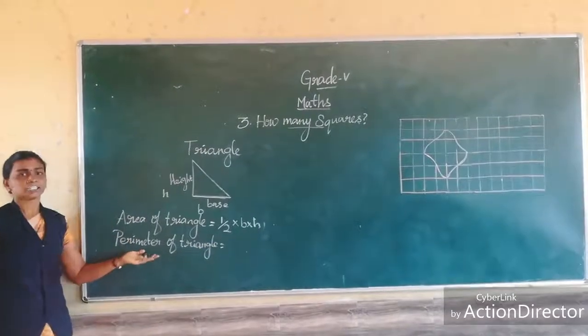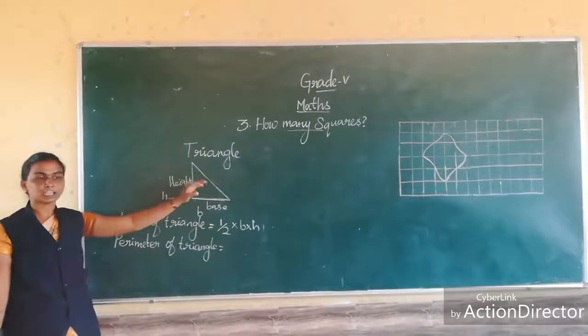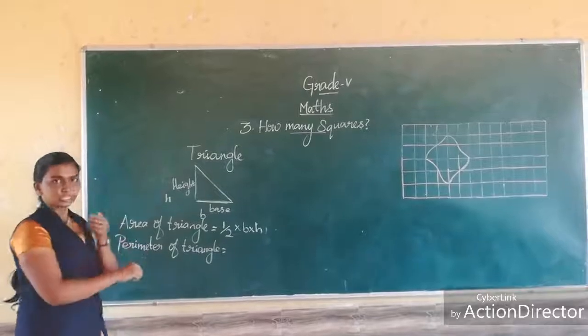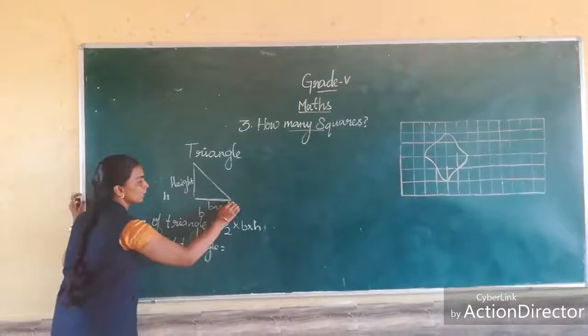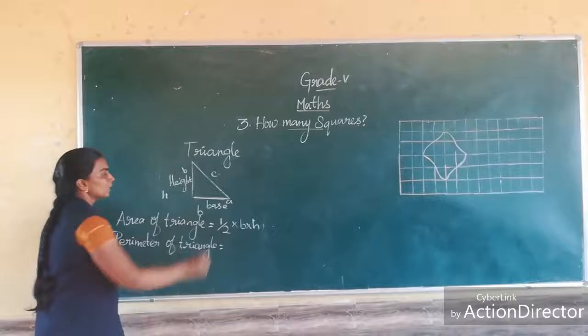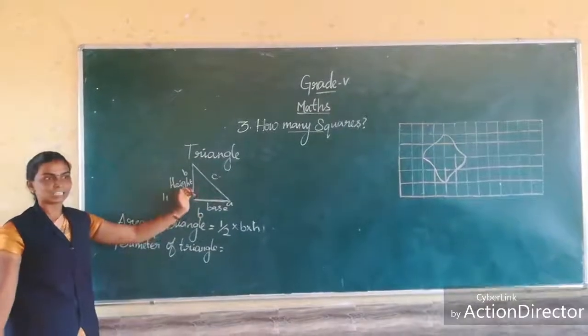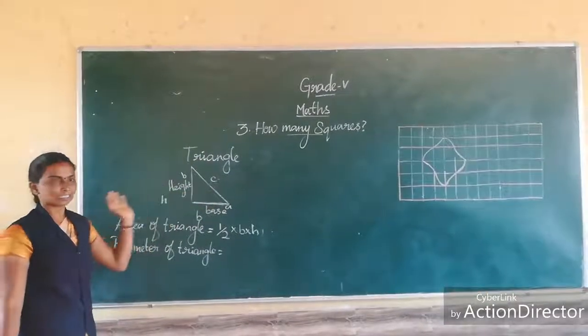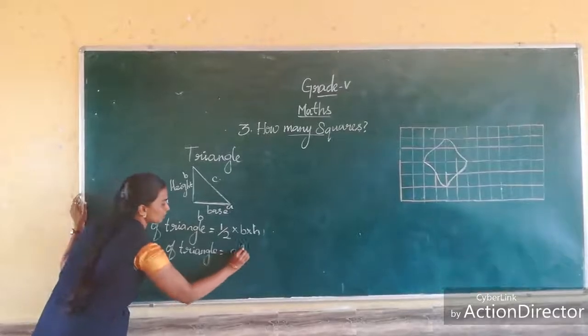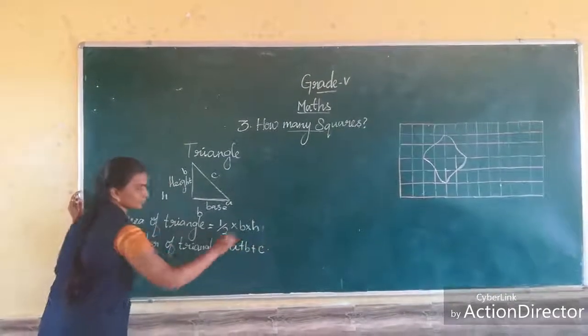Perimeter of triangle. Perimeter means nothing, the length of the boundary. Now I am going to denote the sides as A, B, C. Perimeter means length of boundary. We want to add the sides. A plus B plus C.